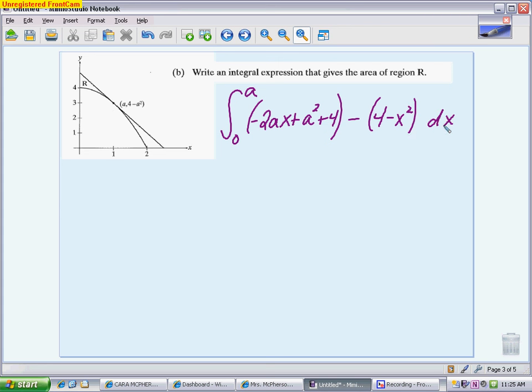If you want, you can distribute the minus sign and cancel. You actually could have your 4's cancel, or you could leave it just like this and get full credit. My thought on this one is this part is probably only worth 1 point because you're just setting it up. You're not asked to actually go through and do an integration. That's what you're going to be doing in the next part.